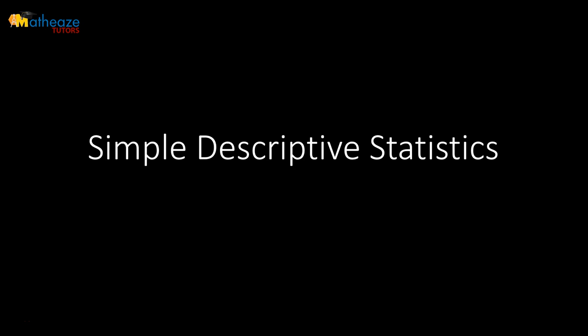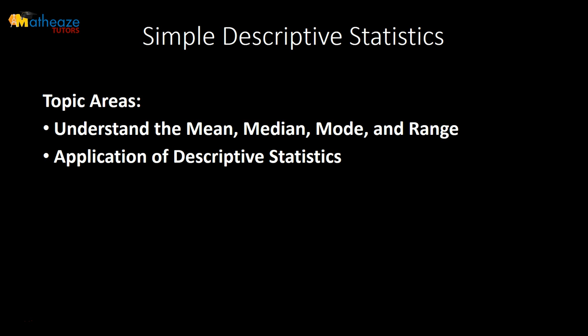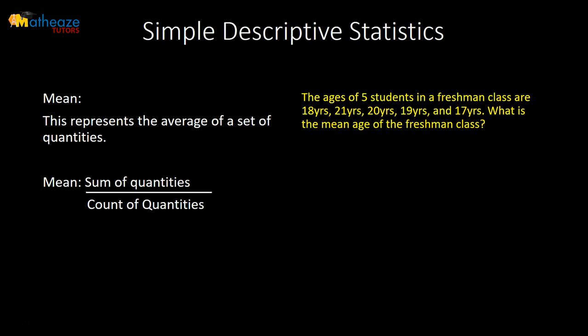In this lesson, we'll look at simple descriptive statistics. The areas of focus will be understanding the mean, median, mode, and range, and how to apply it to examples or situations. We're going to start with the mean. The mean is the average of a set of quantities, and the way it's calculated is you sum up all the quantities and you divide by the count of the number of items in the distribution.